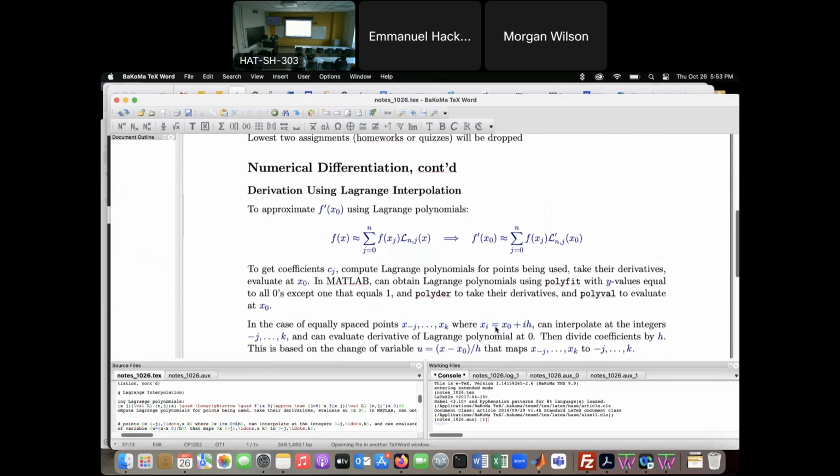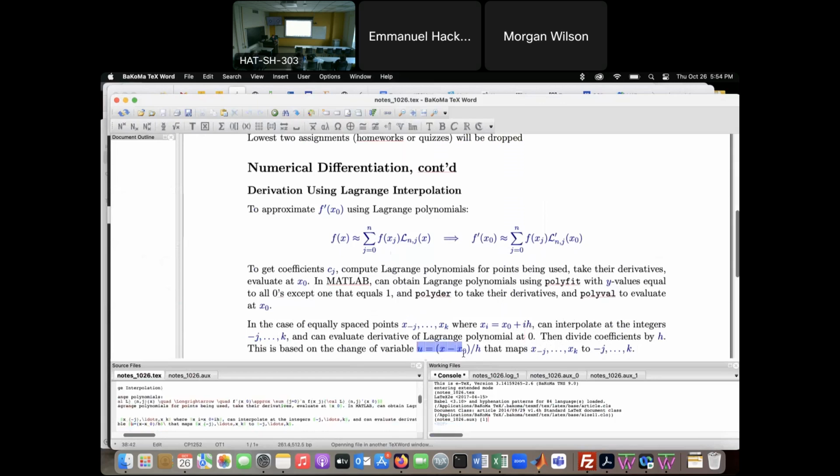Here's what we can do. Instead of interpolating at the x values themselves, we can interpolate at the indices, minus j to k. So interpolating at these points and evaluating at x naught is equivalent to interpolating at the indices, these integers, and evaluating the derivative of the Lagrange polynomials at 0. And then whatever coefficients you get, those will be constants, and you divide by h, and there's your differentiation rule. The reason why this works is that what we're performing is a change of variable.